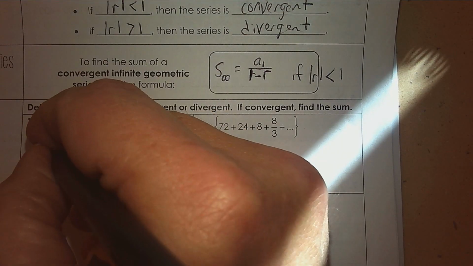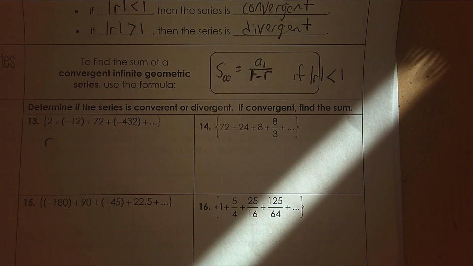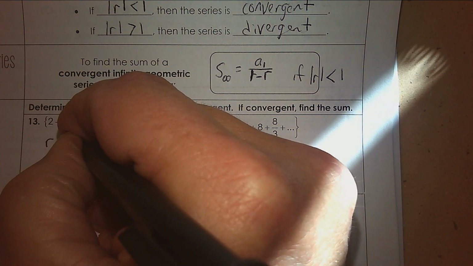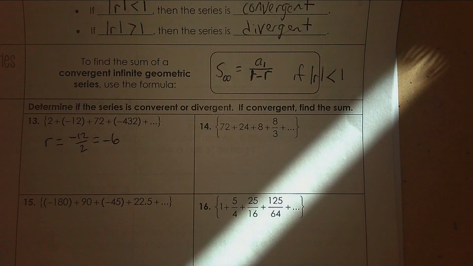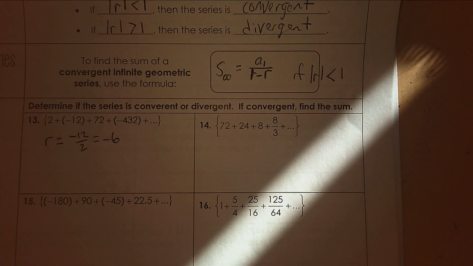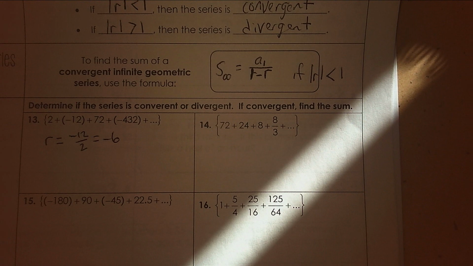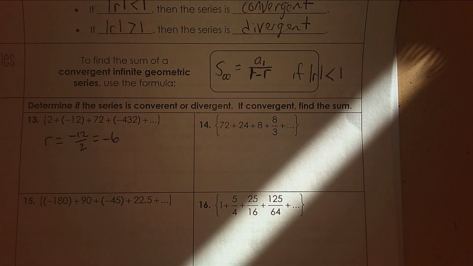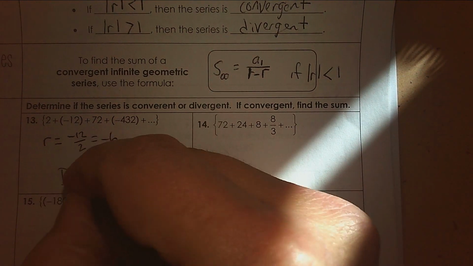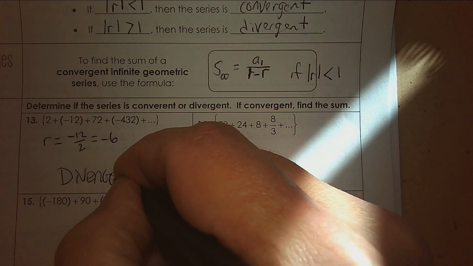So, can you tell me what the common ratio is here for number 13? How do I do that? I take any two consecutive numbers and find the quotient. Is the absolute value of that bigger than 1? What's the absolute value of negative 6? 6. Is that bigger than 1? Do we use the word divergent or convergent when the common ratio is bigger than 1? So this one diverges. Is there a sum?